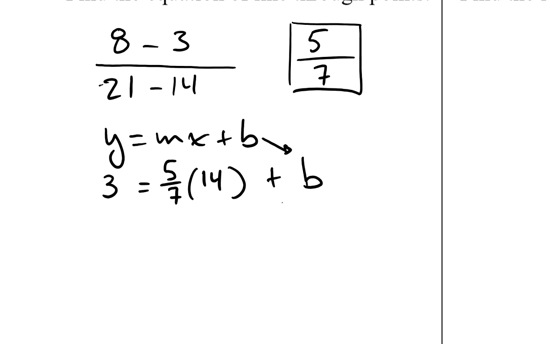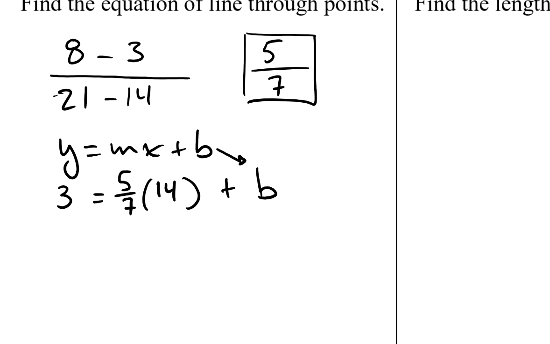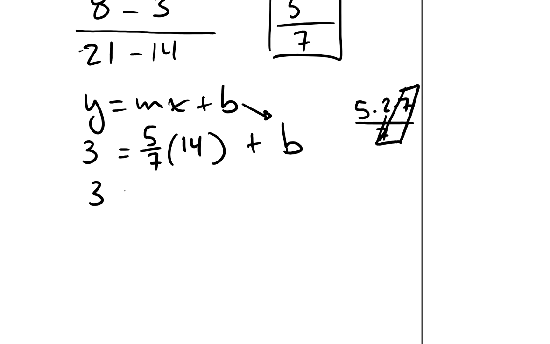If I take 5/7 and I multiply it by 14, my favorite way to look at that is 5 times 14 all over 7. And if I look at it, there's clearly a giant 1 here, right? 14 is 2 times 7. Because 7 over 7 is 1, this just becomes the number 10. So this is 3 equals 10, and then plus b. And to solve for b, I'm just subtracting 10 from both sides. 3 minus 10 is negative 7. So b is negative 7.